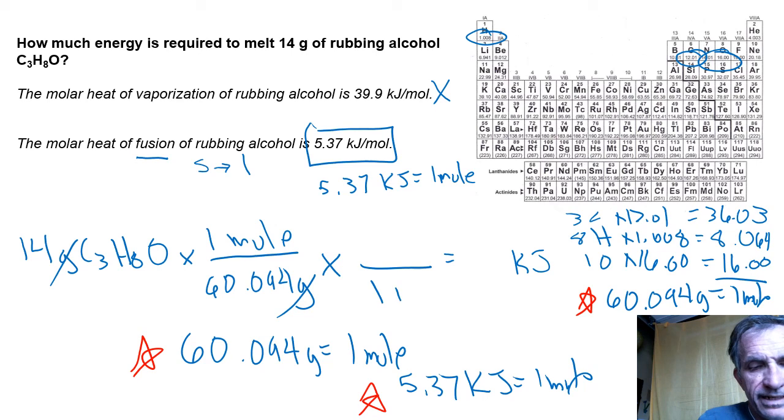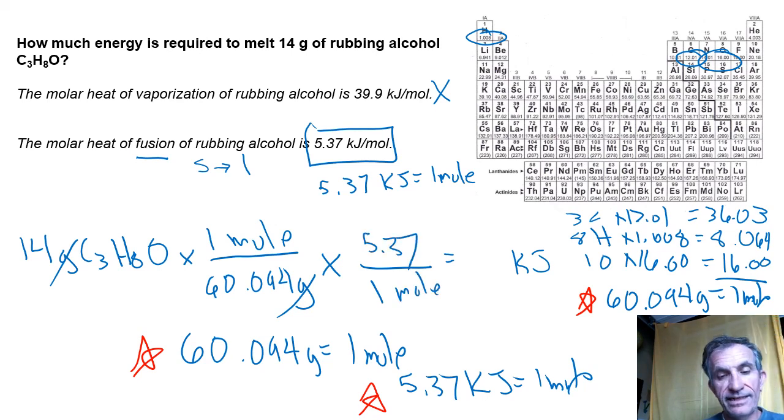1 mole goes on the bottom, the 5.37 goes on top. I don't even know what the right answer is. Let me work it out. 14 times 5.37 divided by 60.094 equals about 1.25 kilojoules. That's what I got. I hope you got that. 1.25. All right, so that's it for this video.